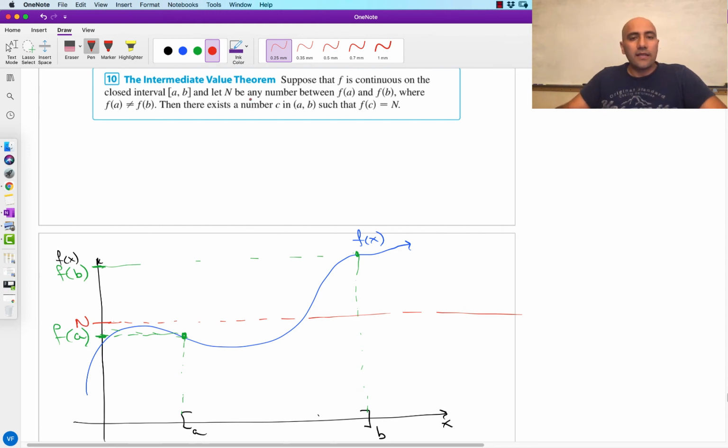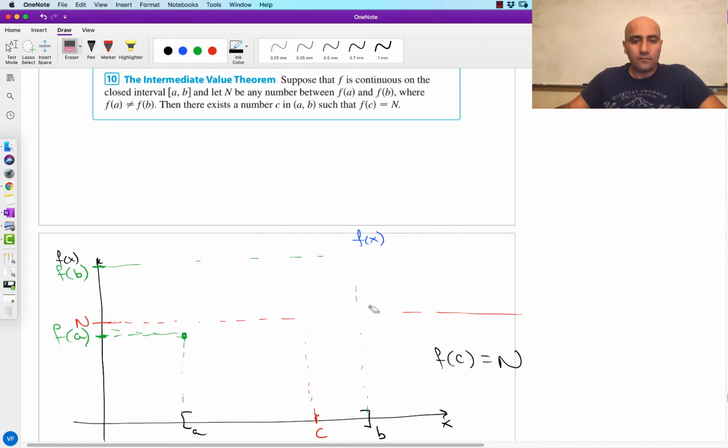Here's my N. Let n be any number between f of a and f of b, where, of course, f of a does not equal f of b. Then there must exist at least one value c in between a and b, not inclusive of the endpoints, such that f of c equals n. So based on my picture, if we go across and draw this line across, we can kind of reverse engineer this and find the value c. There's c. Okay, that's what this is saying. There must be at least one value c such that f of c equals n. Note that the way I drew this, f of c equals capital N. There must be at least one. And that's true for any value n, so it doesn't have to be that one. And there could be more than one depending on how the picture is drawn.